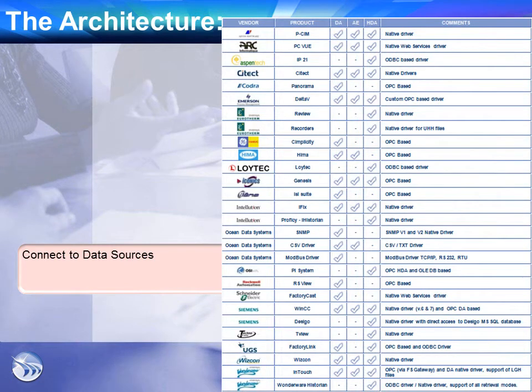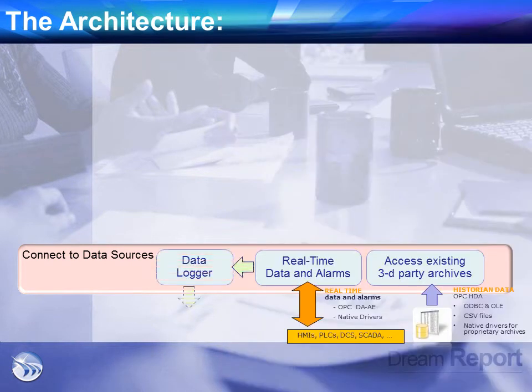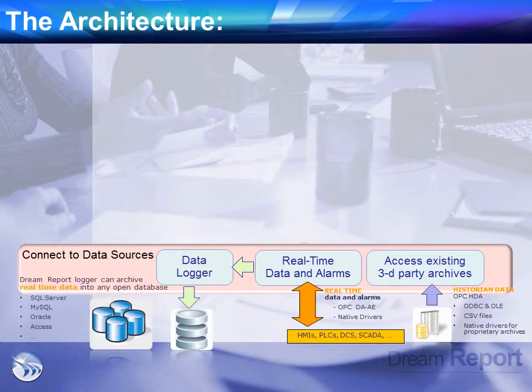Please look at the table with connectivity examples. Left V says if Dream Report has access to real-time values of that system. Middle V says if Dream Report has access to real-time alarms and events of that system. And the right column V says if Dream Report has access to historical values and historical alarms of that system.